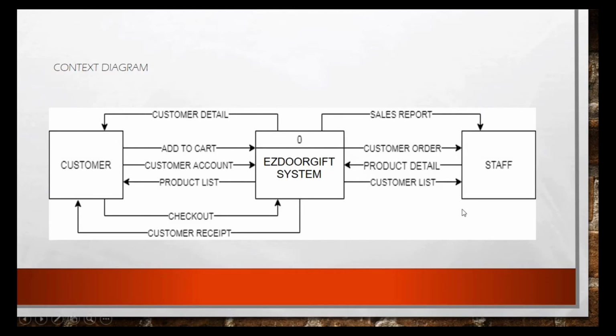Next, staff will receive the customer list from the system. Besides, the system will send the customer order to the staff to proceed. Staff can update the product details in the system. Then the system will generate a sales report for the staff.